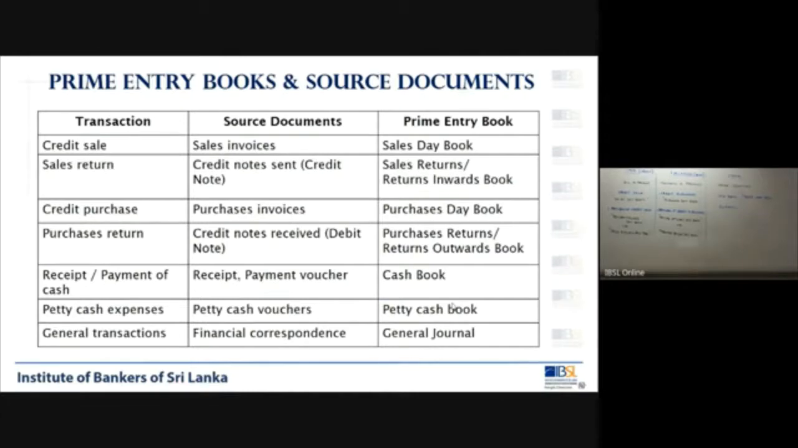For all the other general transactions, you will have some sort of documentation, which we call financial correspondence, like the electricity bill, the telephone bill, whatever. It will be through a general journal that you will originate the double entries.